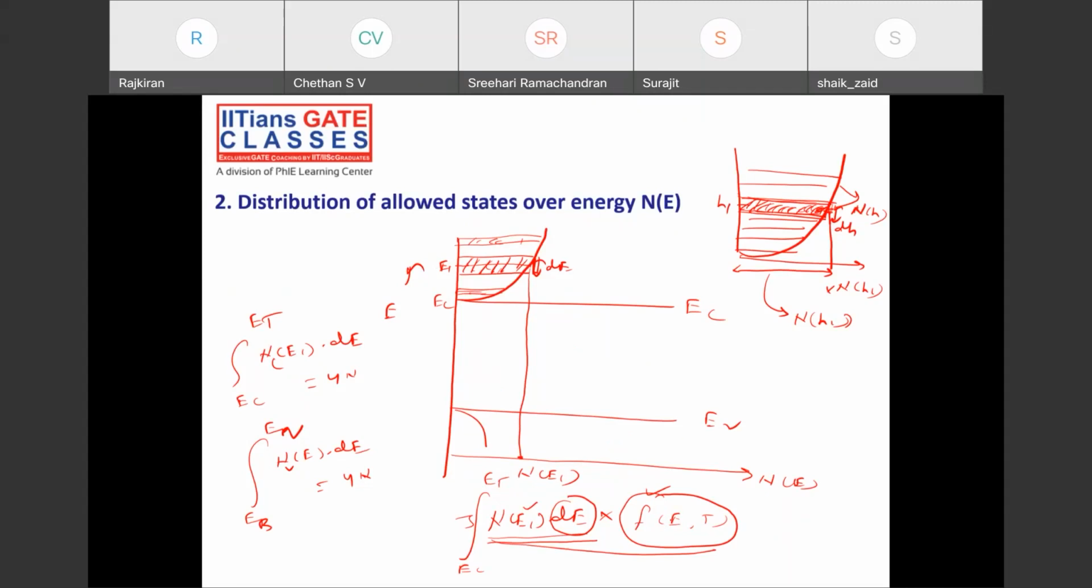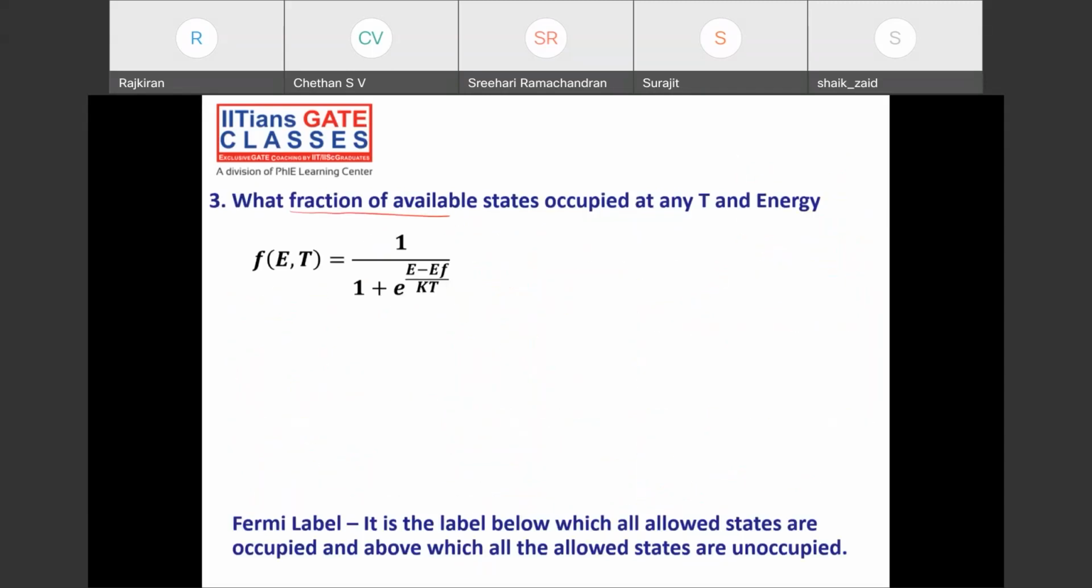Yes, that function is a probability. It tells at what energy, out of the available states, how many are filled. So if you go up and up, the probability will be less and less. Fine, sir. So we will discuss a little bit about this Fermi-Dirac function.